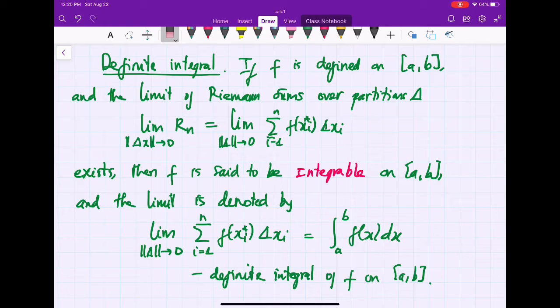So now I think we are ready to define definite integrals of functions. Suppose that the function f is defined on [a, b], and the limit of Riemann sums over partitions exists. Then f is said to be integrable on [a, b], and the limit is denoted by this symbol, which is called the definite integral of f on [a, b]. So a and b are the integration limits, and the function f is the integrand.